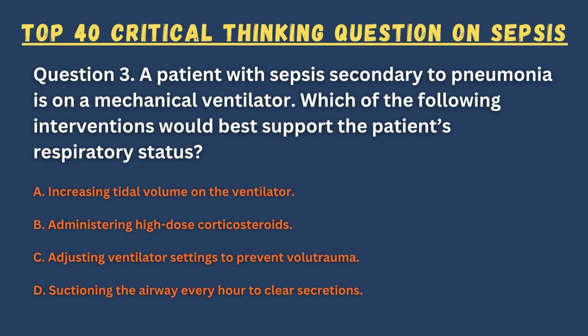Question 3. A patient with sepsis secondary to pneumonia is on a mechanical ventilator. Which of the following interventions would best support the patient's respiratory status? A. Increasing tidal volume on the ventilator. B. Administering high-dose corticosteroids.